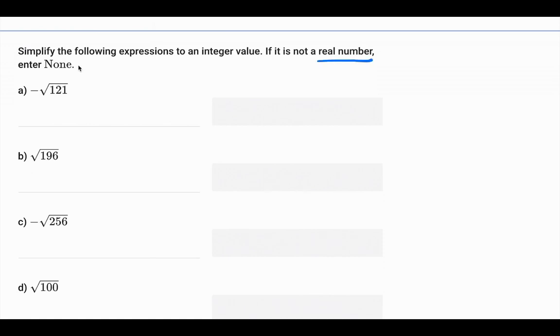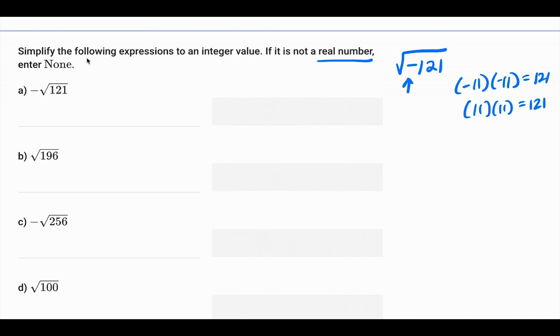When we talk about real numbers, like if we have a negative underneath the square root, we can't take a negative square root and get a real number, because there's no number multiplied by itself that gives you a negative number. Because negative 11 times negative 11 is always going to equal positive 121. Positive 11 times positive 11 equals positive 121. It has to be the same number, so you can't say negative 11 times a positive 11. Those are two different numbers. That's not one integer value. So if the negative is underneath the square root sign, then you'd enter none. If it's outside, we can do this.